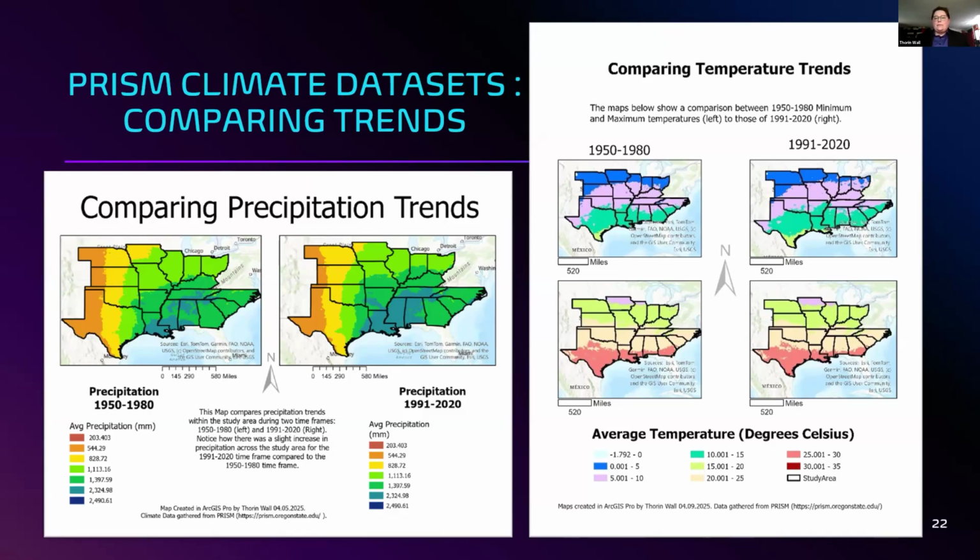For the temperature trends, it was harder just to visually see the difference between those. But I did look at the maximum temperatures, which are the ones on the top, and the minimum temperatures, which were the ones on the bottom. There are some slight differences, but nothing that can be really picked out by just visually looking at it.